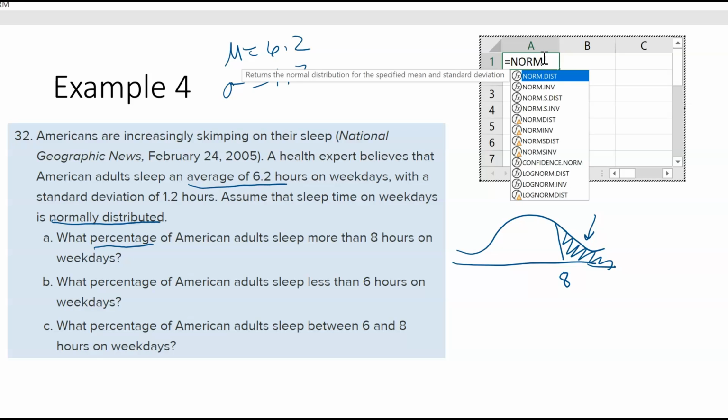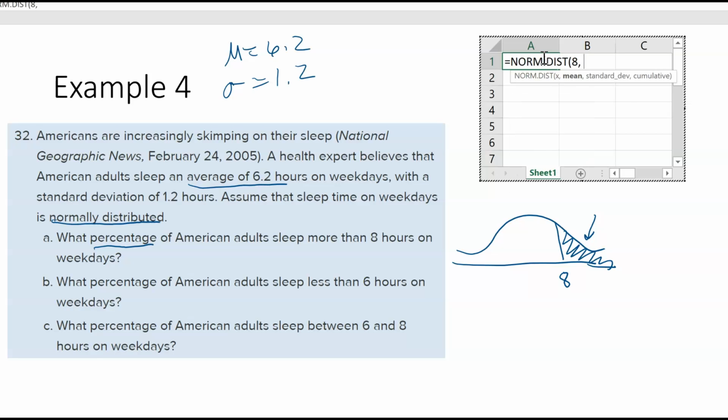So we're doing norm.dist this time, and our x value is 8, our mean is 6.2, our standard deviation is 1.2, and we're going to always type in 1. The thing about that is it always returns the area to the left. So if we want the area to the right, a quick way to fix that is to just do 1 minus. And so this area here is 0.0668. So about 6.68%.